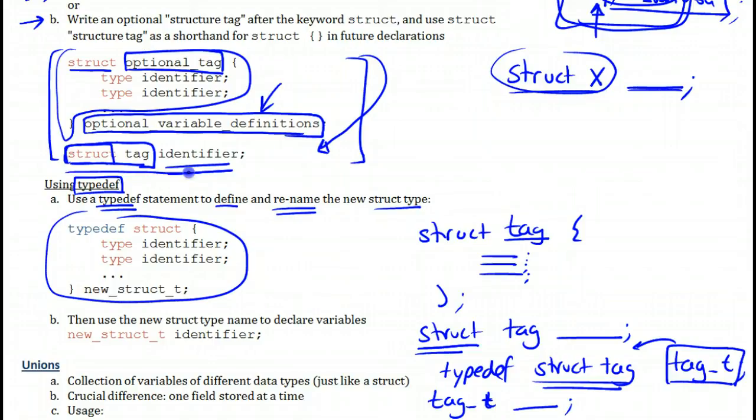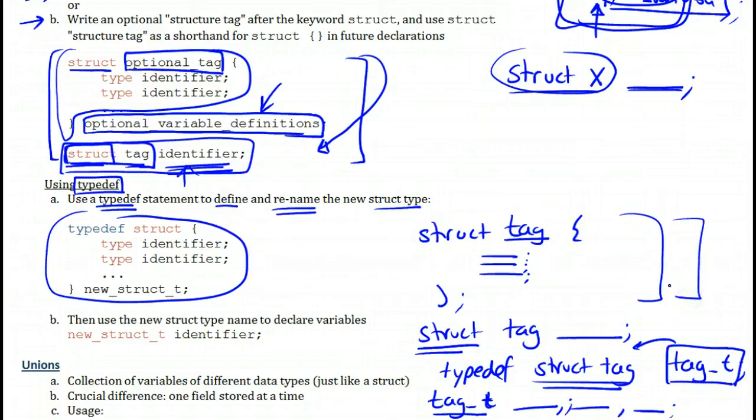So instead of declaring variables this way, using struct and then the tag and then the name of your variable, what you can now do is just use tag type and then directly the names of your variables. So this is using a typedef. Now that we've seen how to do it this way, by first defining your struct type and then typedefing it, you can combine these two steps together and typedef your struct to a new struct type.